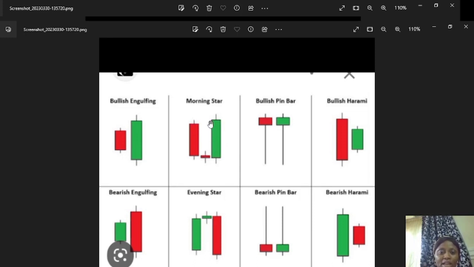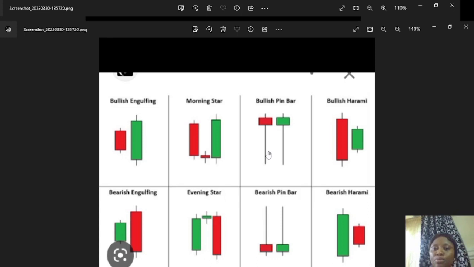Anytime you see these three candles in a higher time frame, it indicates that the market is changing from being a bearish market to a bullish market. And you call this three-candle pattern a morning star.